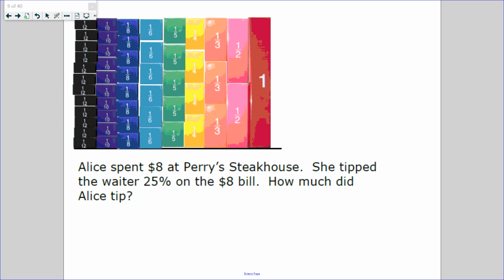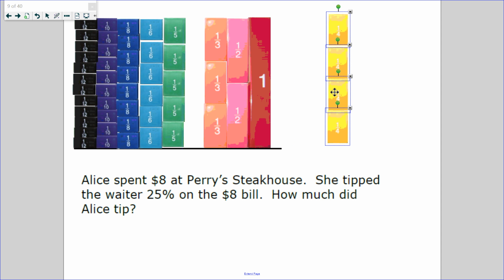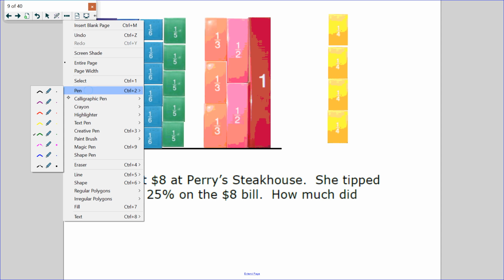Next one. Alice spent $8 at Perry's Steakhouse. Really? I went to Perry's Steakhouse. I don't know. She must have gotten bread or something. So let's move this over. She tipped the waiter 25% on the $8 bill. How much did Alice tip? So let's get my pen ready.